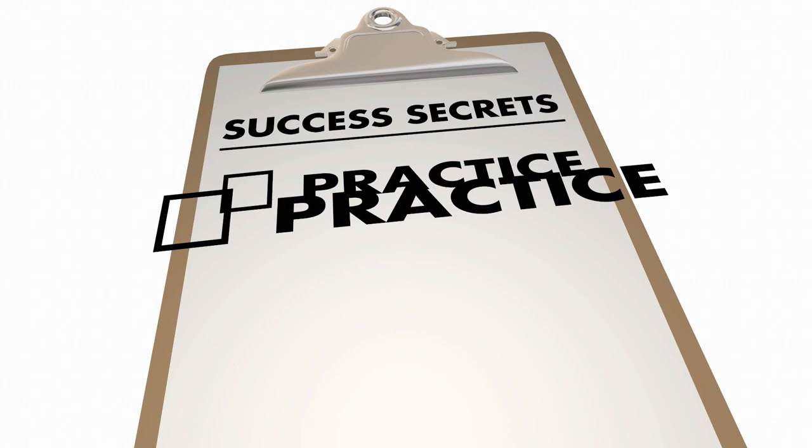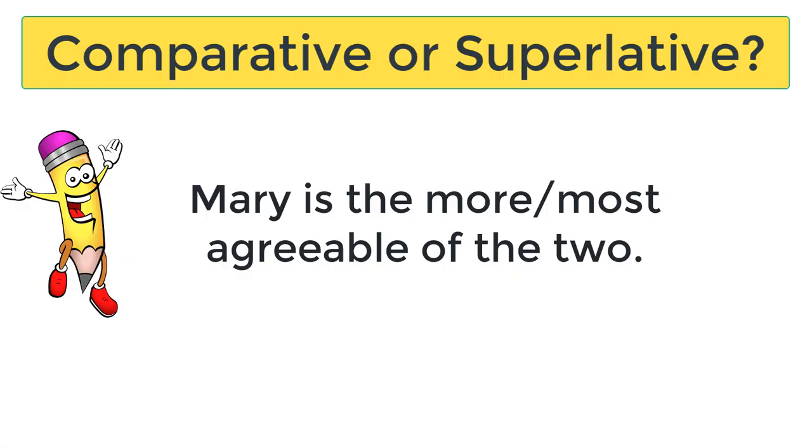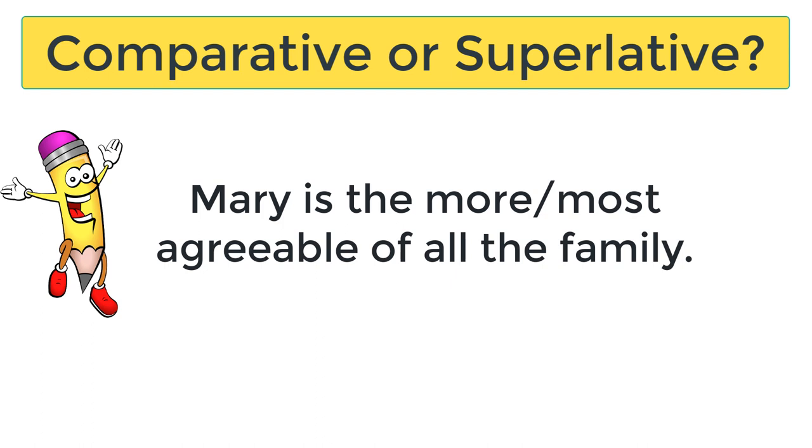Let's do some practice using the comparative and the superlative. Mary is the more or most agreeable of the two. The correct answer is more. Mary is the more agreeable of the two. We are comparing two people. How about in the next example? Mary is the more or most agreeable of all the family. That is correct. You would use most. Mary is the most agreeable of all the family. We are comparing Mary to all of the family.